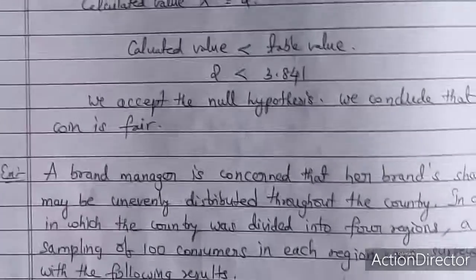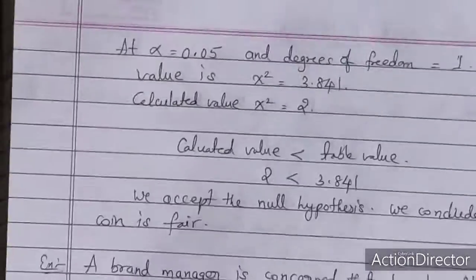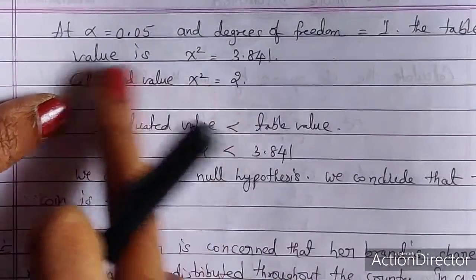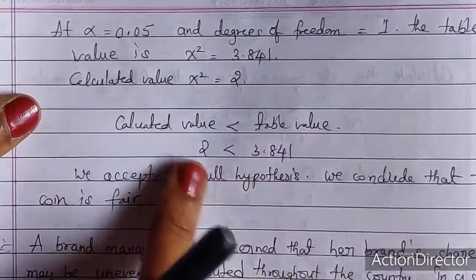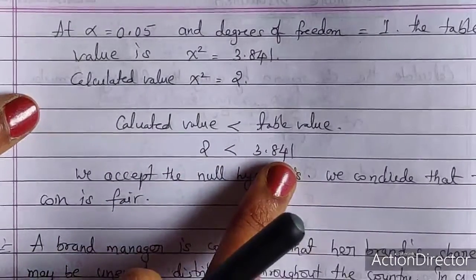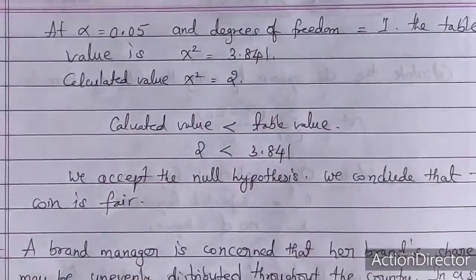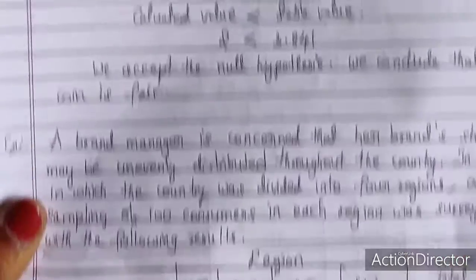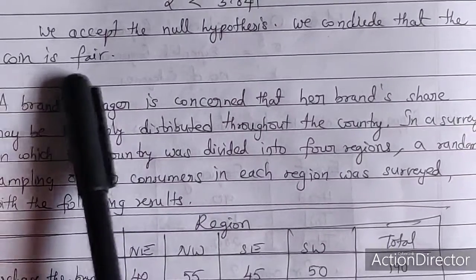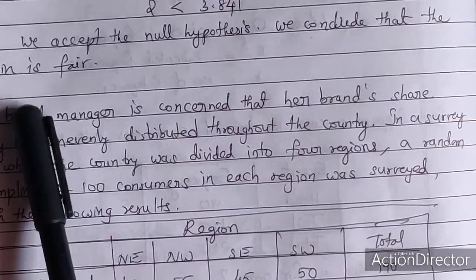So here we have to compare it with the calculated value. The calculated value is 2 and the table value is 3.841. 2 is less than the table value of 3.841. So we accept the null hypothesis. We conclude that this is a fair coin.